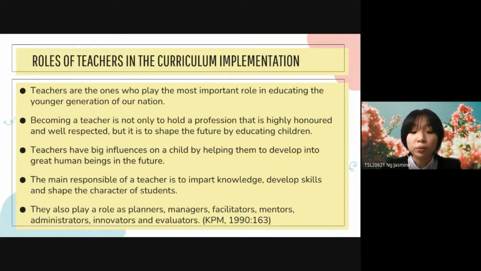From what we all know, teachers are the ones who play the most important role in educating the younger generation of our nation. And becoming a teacher is not only to hold a profession that is highly honored and well respected, but it is to shape the future by educating children that will benefit our country. Teachers have big and significant influences on children by helping them to develop into great human beings in the future. The main responsibility of a teacher is to impart knowledge, develop skills, and shape the character of students.